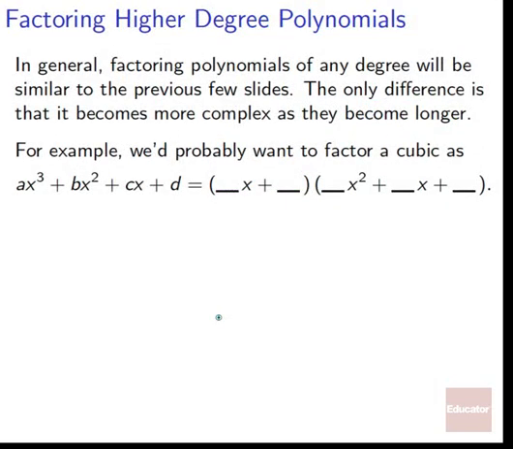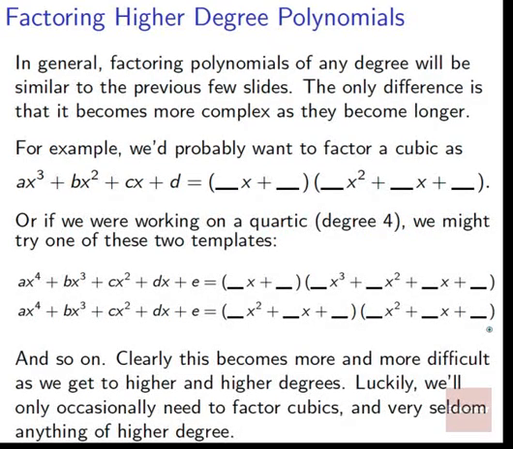Factoring higher degree polynomials. In general, factoring polynomials of any degree is going to be similar to what we just did on these previous few slides. The only difference is it will become more complex as they become longer as we get to higher and higher degrees. So for example, if we had something like a cubic, ax cubed plus bx squared plus cx plus d, we'd probably want to set it up as blank x plus blank times blank x squared plus blank x plus blank, right? If we're going to be able to break it up and factor it, it's going to have to factor into these two things. Notice also this is a degree 1, and this is a degree 2. And when you multiply these two together, you'll get back to a degree 3 over here. Adding up the degrees on the right side has to be what we had on the left side.